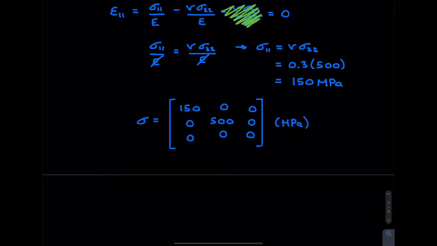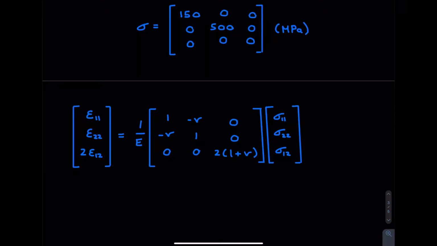Now that I have my full stress tensor, I can use the relationship of plane stress to figure out what my strains are. So the plane stress relationship is as follows. And again, I know that my Poisson's ratio V is simply going to be 0.3, and my Young's modulus in this case in MPa is 210,000. So all I have to do is substitute all my values in. I can solve for epsilon 1,1, epsilon 2,2, as well as epsilon 1,2.